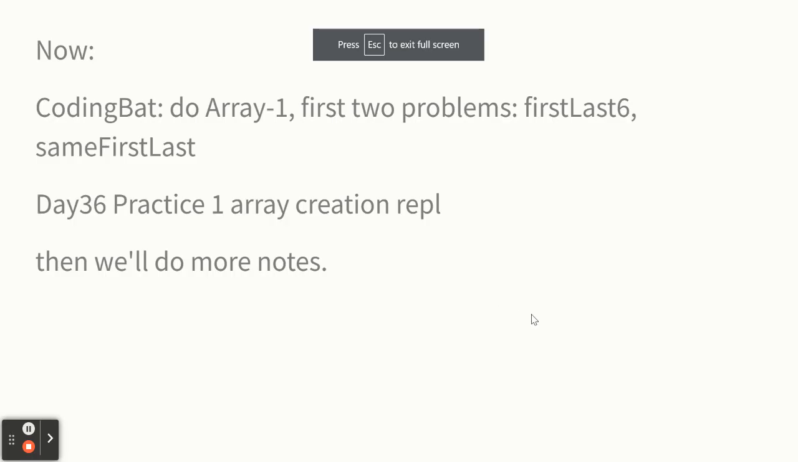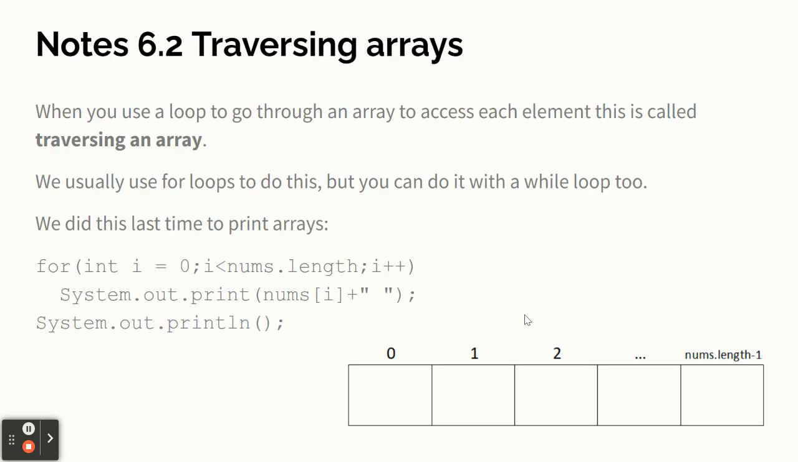You'll have time to work on that a little more. So now, the second set of notes we're doing, you've already been doing it. That's the good thing. It's called traversing arrays. When you use a loop to go through accessing each element of an array, it's called traversing an array.